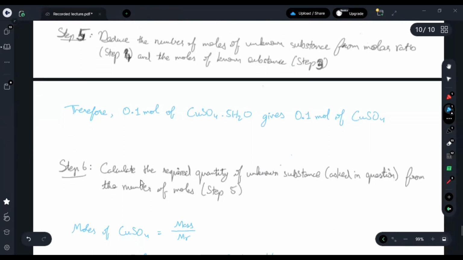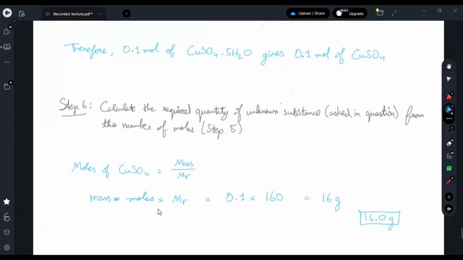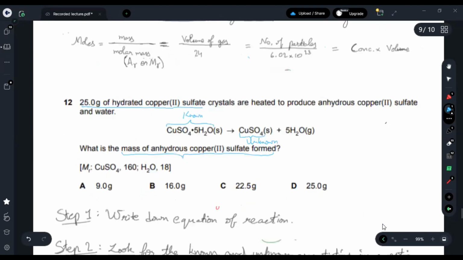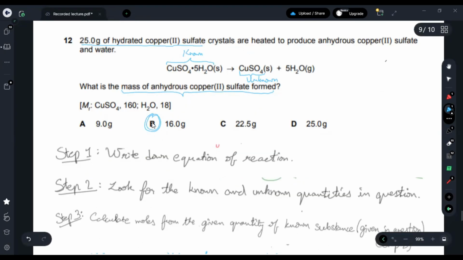moving on to step 6, calculate the required quantity of unknown substance from the number of moles which we just deduced in step number 5, which was 0.1. So we have to find the mass as in the question. So we apply this formula and we do like this: mass is equal to moles times Mr. We shifted Mr over there: 0.1 times the Mr of CuSO4, 160. It was given in the question, and the answer came to be 16.0 grams. And so over here, the 16.0 grams is given in part B. So here we have known the answer.